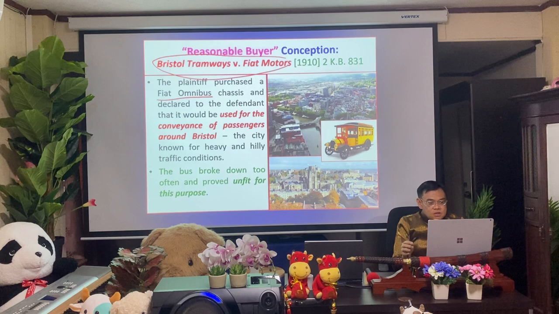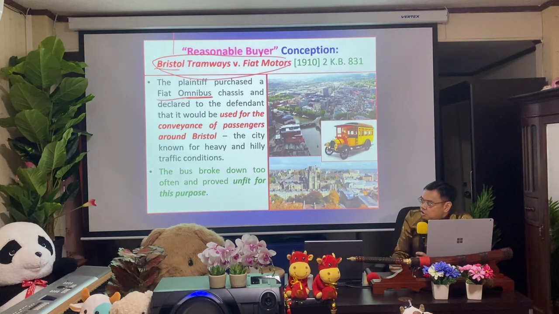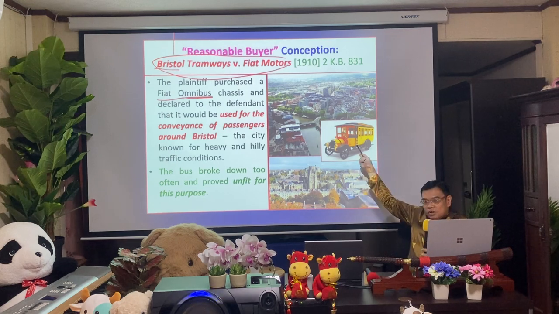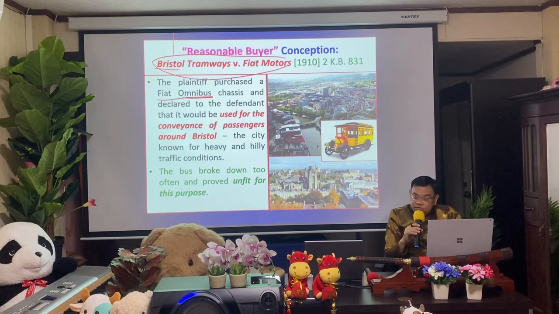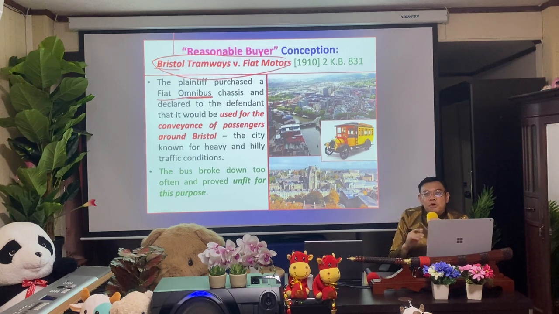The minibus would have to be used, of course, for carrying people, or passengers. But in this case, if you look at the name of the case, it is Bristol Tramways and Fiat Motors, so the omnibus here would have to be used in Bristol. I don't know whether you know anything about Bristol city. I've put a picture here. Bristol is one of the large cities in the UK, and it is known as a mountainous city, so it has a lot of hills. If you go to this city, indeed, you have to just walk.